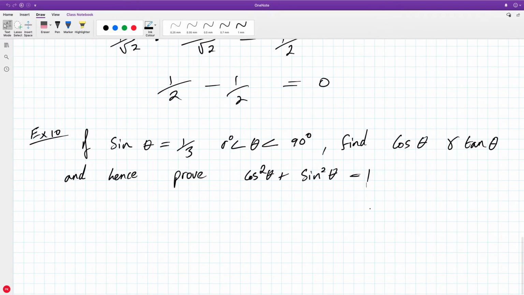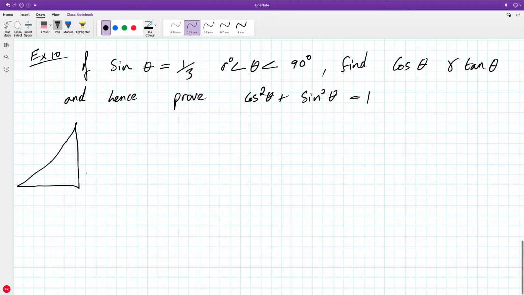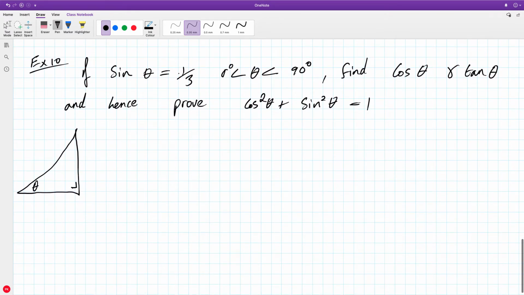Alright, let's have a little look at it. So, first things first, draw our triangle. Terrible right angle triangle. There's your theta. Sine, opposite, silly old Harry, opposite over hypotenuse. So opposite is 1, hypotenuse is 3.